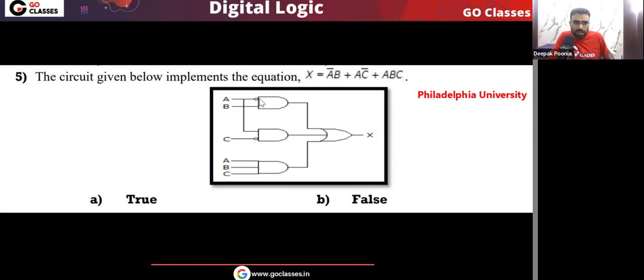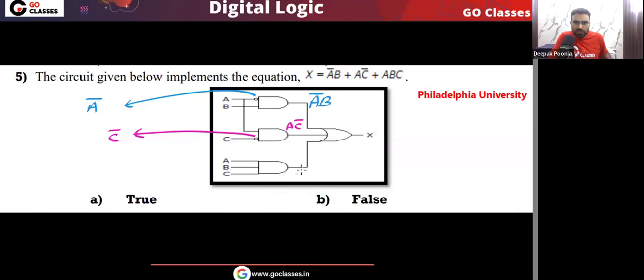Now here you can see we have this AND gate. One of the inputs is A bar, because of this bubble. So for this AND gate, one input is A bar, another input is B. So the output of this AND gate will be A bar B. Next, for this AND gate, one input is C bar, because of this bubble. So the output of this AND gate will be, since another input is A, A C bar.